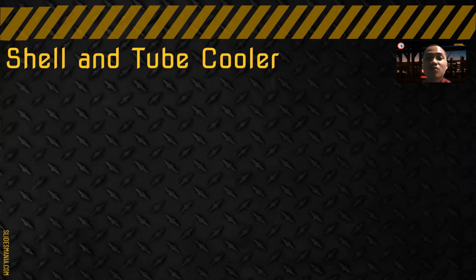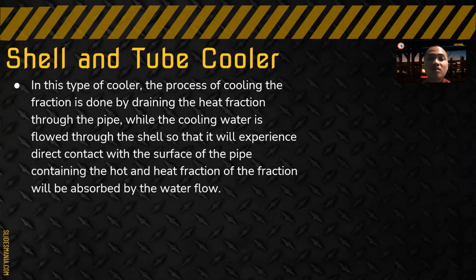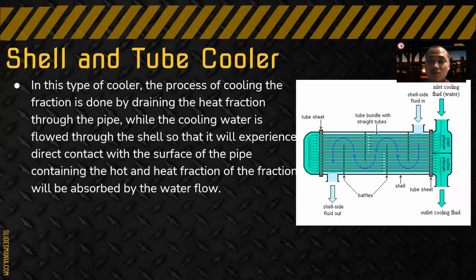Number two is the shell and tube cooler. In this type of cooler, the process of cooling the fraction is done by draining the hot fraction through the pipe, while the cooling water is flowed through the shell so that it will experience direct contact with the surface of the pipe containing the hot fraction, and the heat of the fraction will be absorbed by the water flow. This is a picture of a shell and tube cooler.